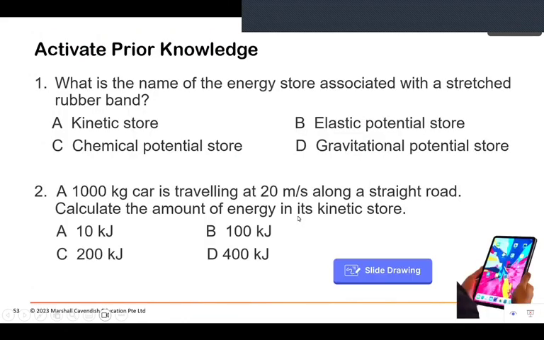Okay, so before we start, let's do a little bit of activation of prior knowledge. The first question: what is the name of the energy store associated with a stretched rubber band? So a stretched rubber band is something that is being stretched, and whenever things are being stretched or compressed, they have something called the elastic potential store.